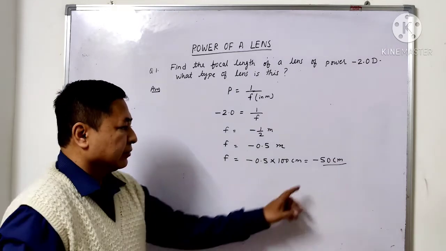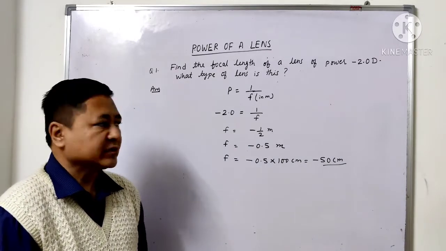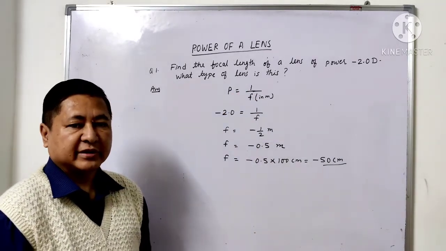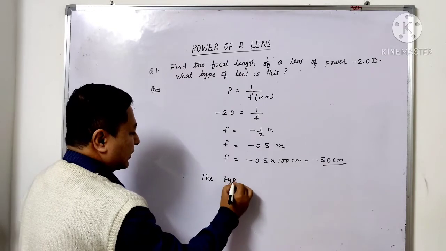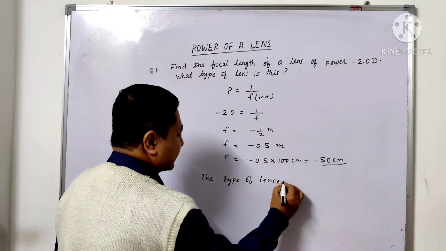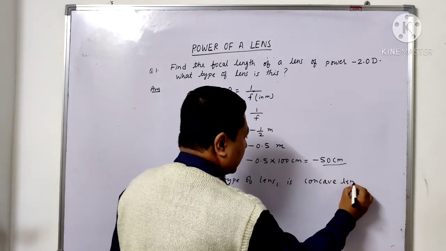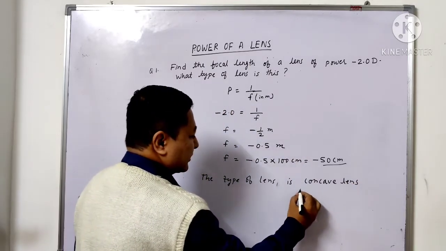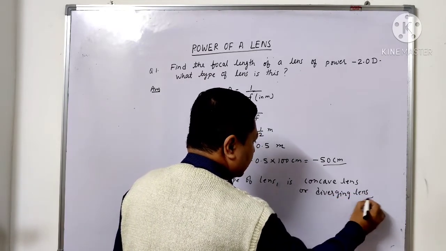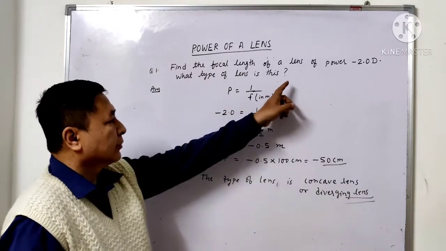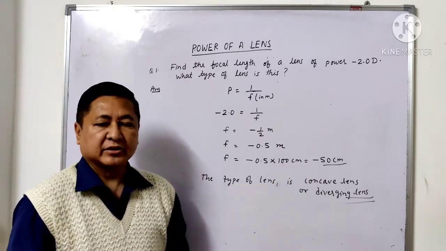Since the focal length is coming negative, that is minus 50 centimeter, therefore which lens is this? This is a concave lens. For a concave lens, the focal length is negative. So the type of lens is concave lens, also known as diverging lens. So the focal length of a lens of power minus 2 diopter is minus 50 centimeter, and it is a concave lens.